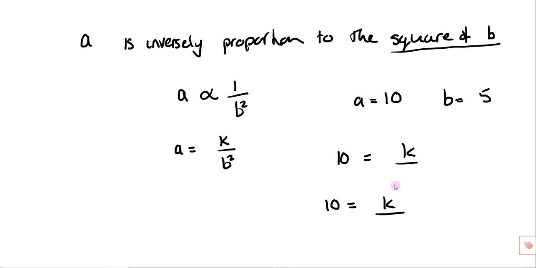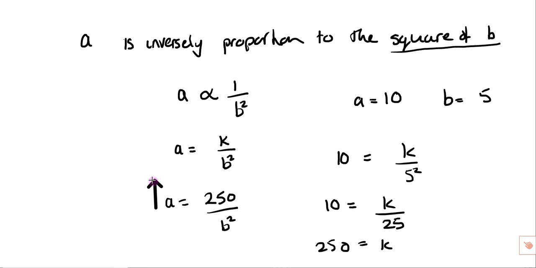So we've got 10 and 5 squared, which makes 25, which makes K 250. So then I can write A is 250 divided by B squared. So that gives me my equation. Again, you can see from this equation that if I increase A, B decreases, which is what we want for inversely proportional.